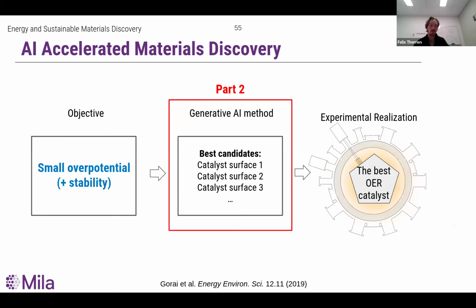So that's our work on the objective. A lot of people are using overpotential as an objective, but we are realizing that overpotential is not such a strong filter, so we should add other filters and consider other things than this objective. For the second part, we'll talk about how we generate materials that optimize this objective.